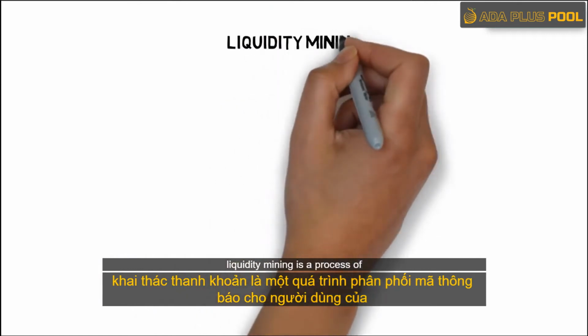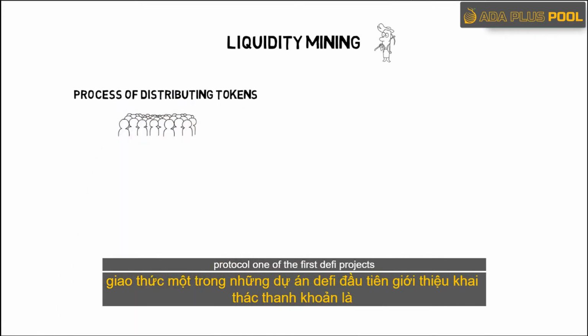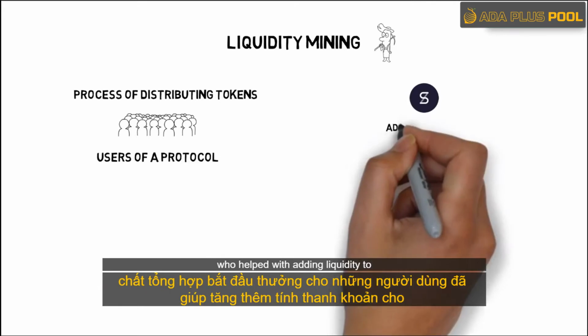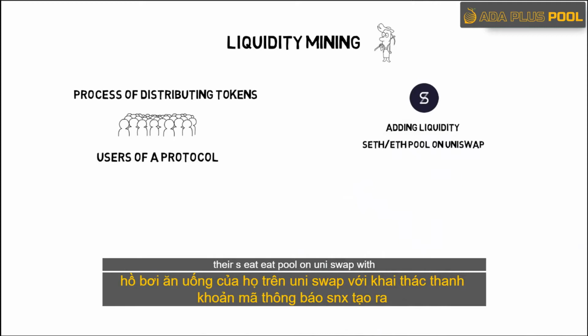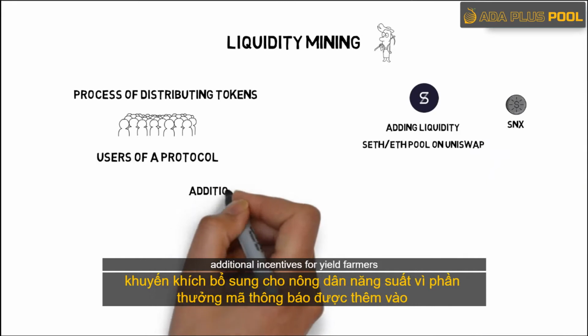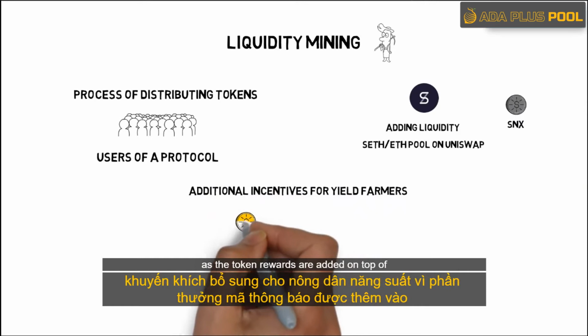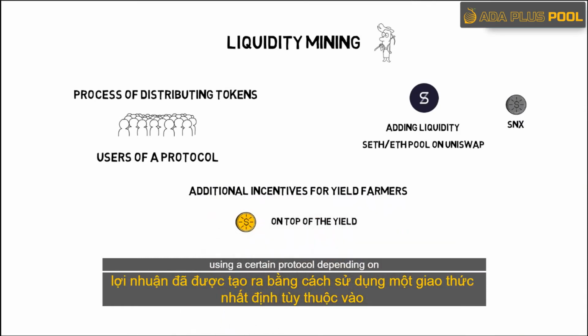Liquidity mining is a process of distributing tokens to the users of a protocol. One of the first DeFi projects that introduced liquidity mining was Synthetics, which started rewarding users who helped with adding liquidity to the ETH pool on Uniswap with SNX tokens. Liquidity mining creates additional incentives for yield farmers, as the token rewards are added on top of the yield that is already generated by using a certain protocol.